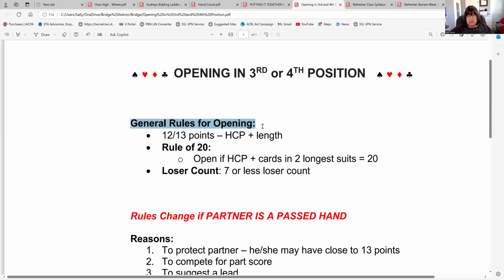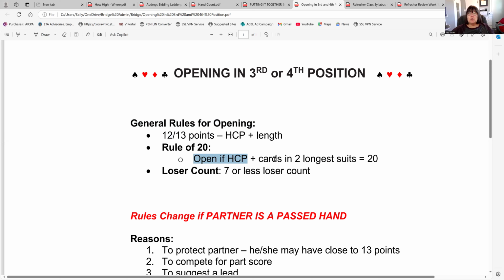We kind of talked about this a little bit at the opening of this session, and that is if you have 13 points, which is your high card points plus your length, you can open. And actually, if you have 12, beginners we teach 13, but really if you have 12, you can nearly always open if it's your high card points plus your length. But there is a special rule that you can look at to help you make the decision of, do I have enough to open? So here is the rule.